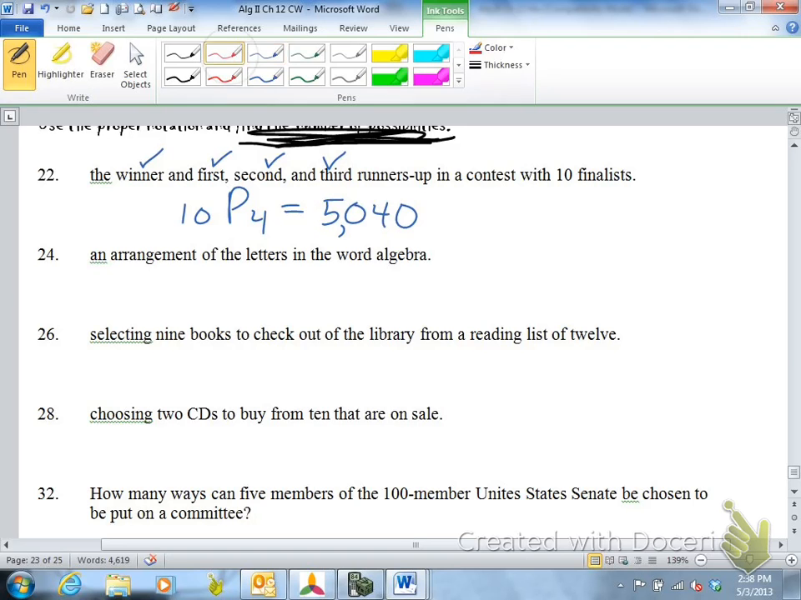An arrangement of the letters. A key word here is arrangement. Arrangement means that the order matters. You're arranging them in a particular order. Arrangement of letters in the word algebra. So there are 7 letters, and you're arranging all 7 of them, and you have 2 A's that you have to divide out. You can also write it like this: 7 factorial over 2 factorial, which is 2520.